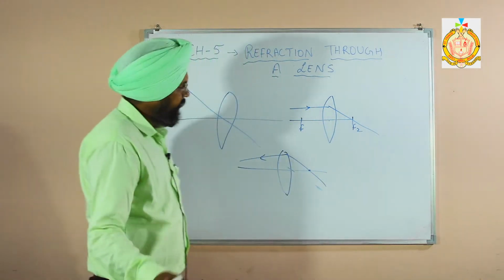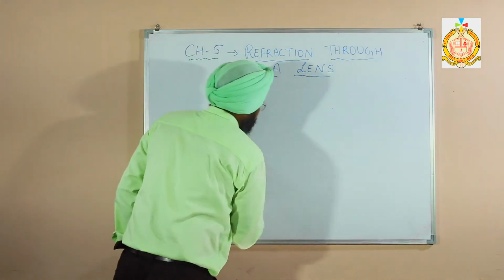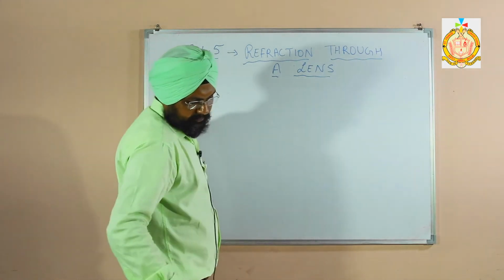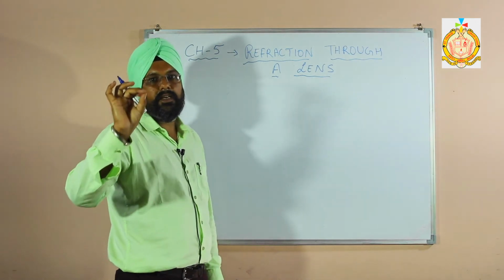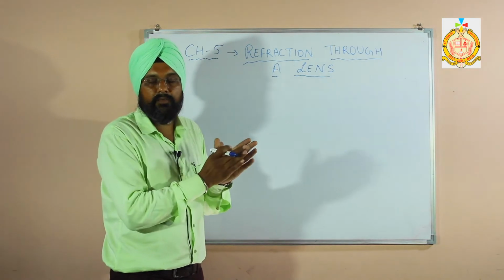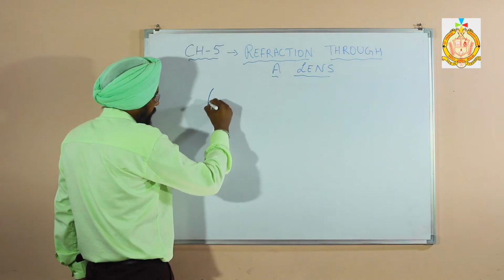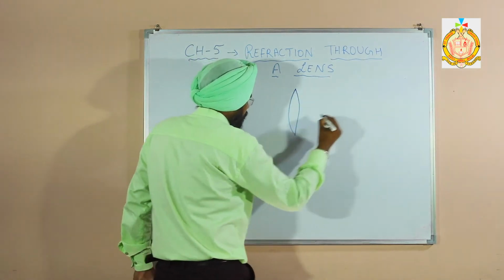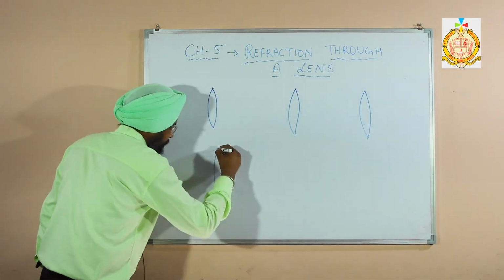So students, a very important topic I am going to discuss with you: the ray diagram and its characteristics. In class 9th, we discussed the ray diagram of the mirror. Now we are going to discuss the ray diagram of the lens. So 6 diagrams are there. As I told you, one case is a special case over here, so that we will discuss.